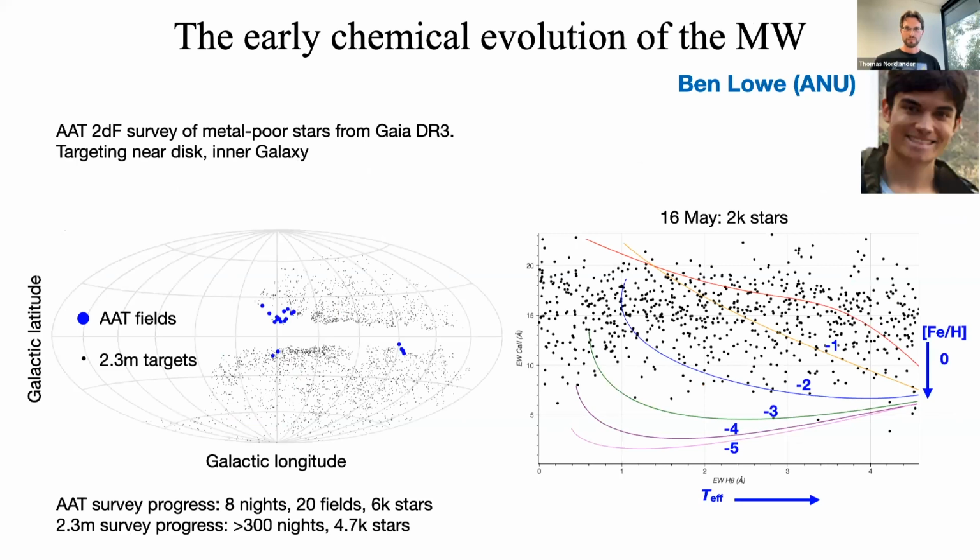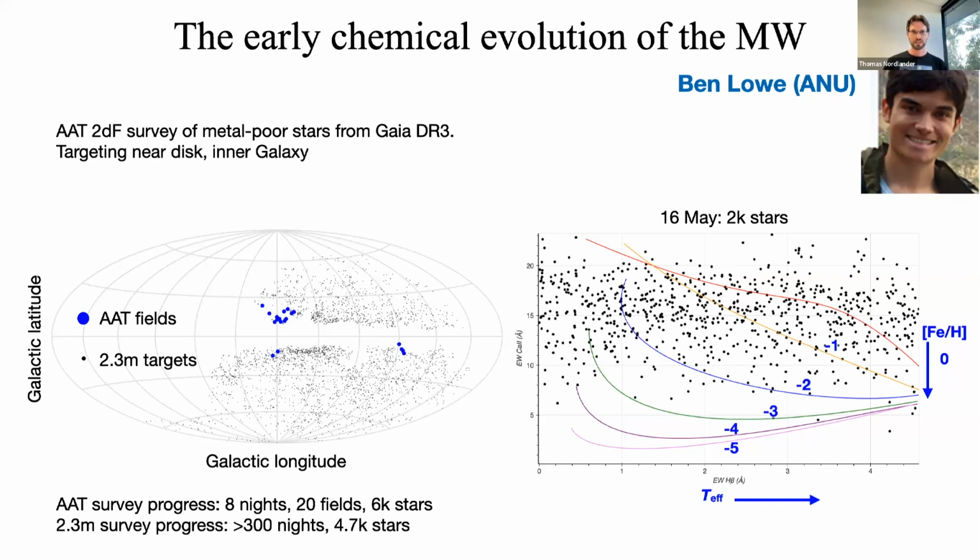Another one of my PhD students, Ben Lowe, is leading a survey of metal-poor stars in our galaxy. So he's using the AAT with the 2dF instrument to survey metal-poor stars that we selected from Gaia. And we are targeting the inner disk and the inner galaxy this time. So previously, we've used the 2.3-meter telescope over the past 6 years or so. We spent over 300 nights observing 5,000 stars one by one. And in the scope of about 8 nights, Ben's survey has blown this out of the water, of course, because the AAT has the 2dF instrument that can observe up to 400 stars at a time.